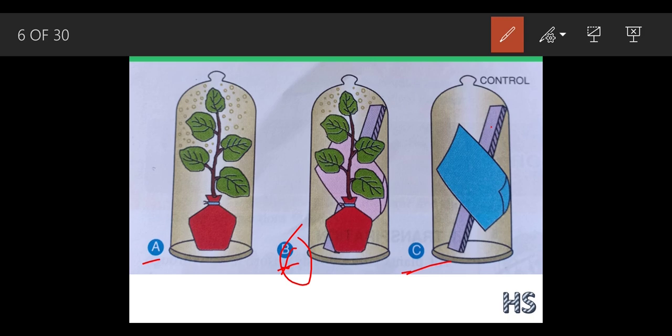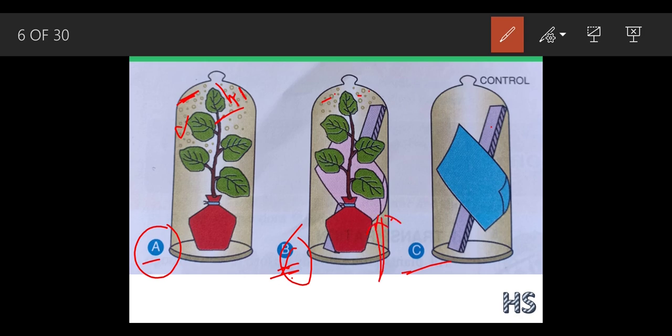See, in apparatus A, we can see that there are some water molecules. There are some water molecules in the polythene bag. Now we are going to see B. There are only a few water molecules. So where are the rest of the water molecules? The rest of the water molecules are absorbed by this paper.